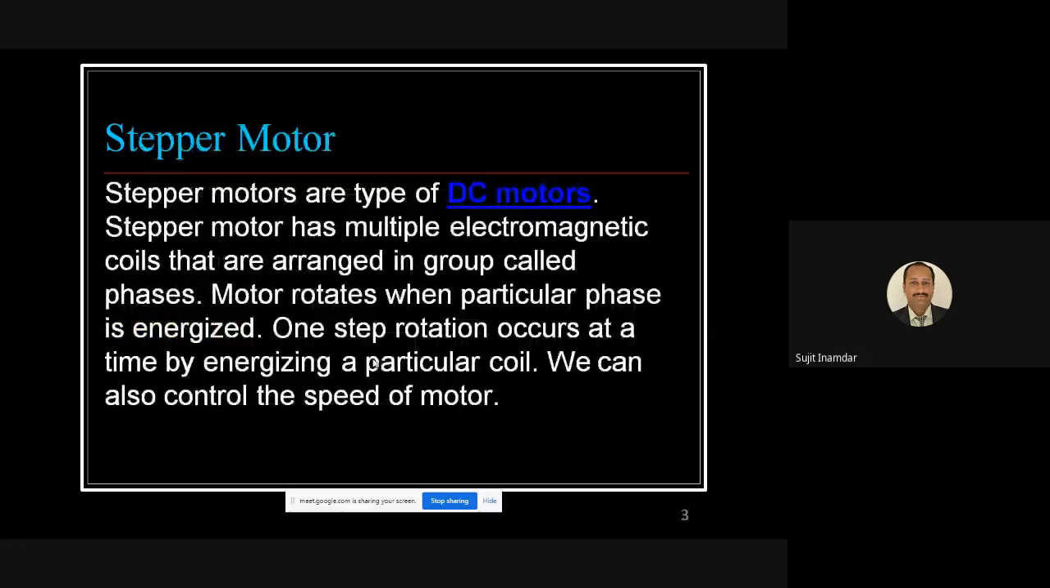Then the stepper motor, which we studied yesterday.